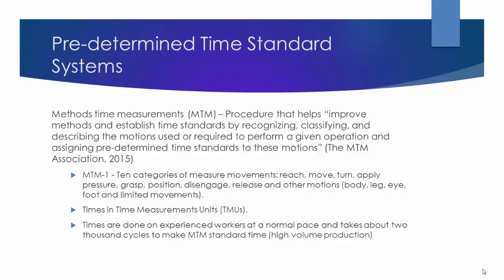A variation of the MTM is MTM1, which is 10 categories of measurement movements. It's reach, move, turn, apply pressure, grasp, position, disengage, release, and other motions that include body, leg, eye, foot, and limited movements. These are all measured in time measurement units, or TMUs. Times are done on experienced workers at a normal pace and takes about 2,000 cycles to make MTM standard time.